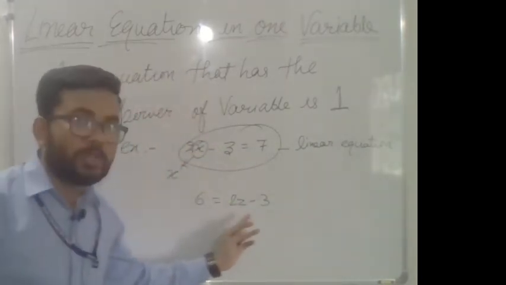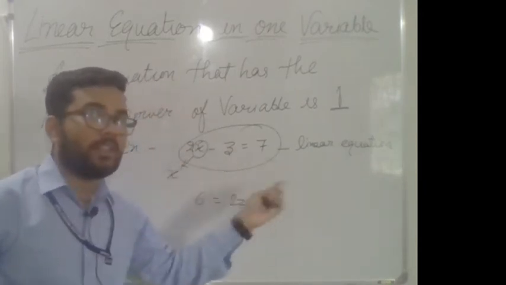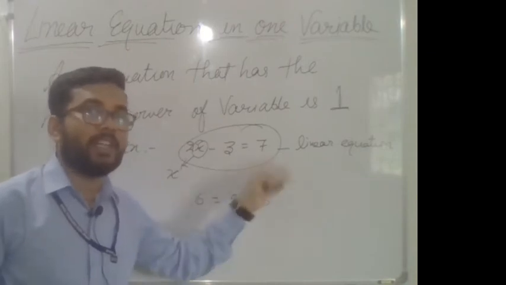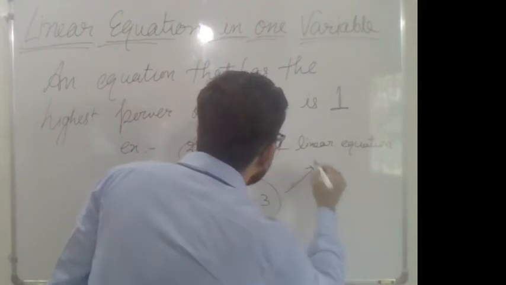Another example is 6 is equal to 2z minus 3. Here the variable of this equation is z, and the power of this z is 1. That is why it is also called a linear equation.